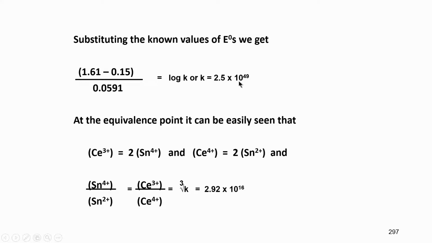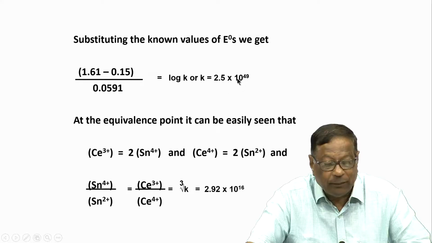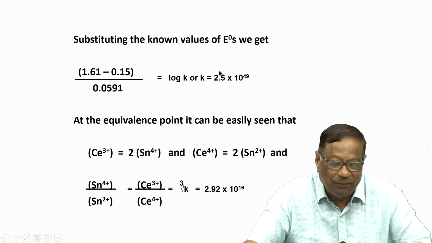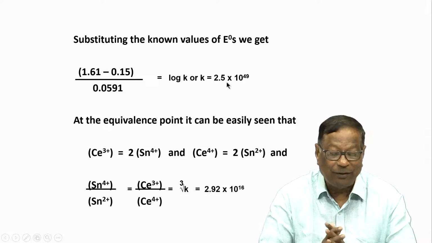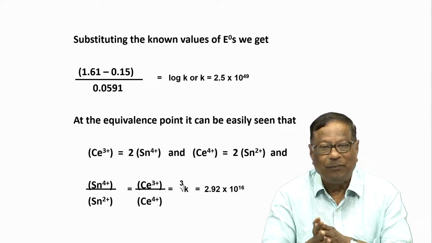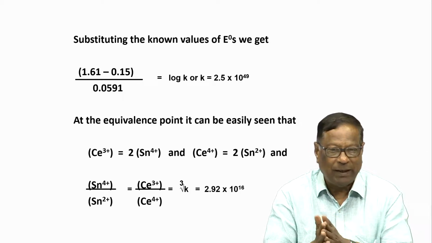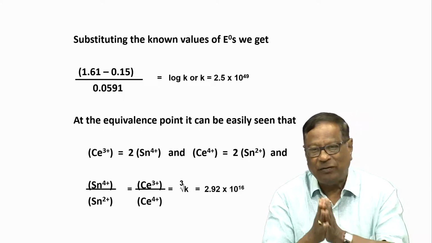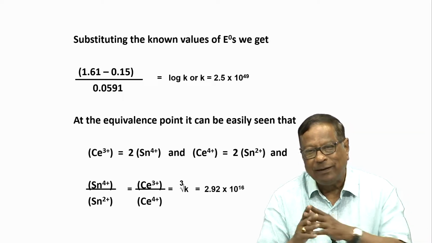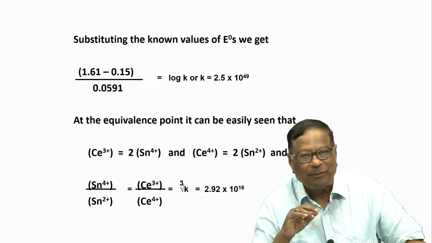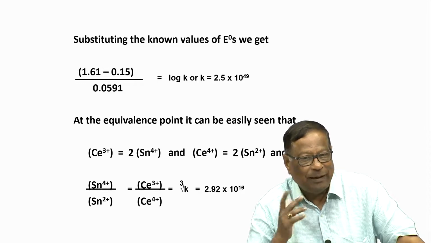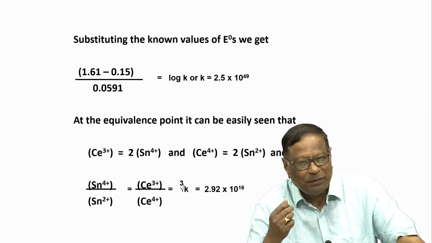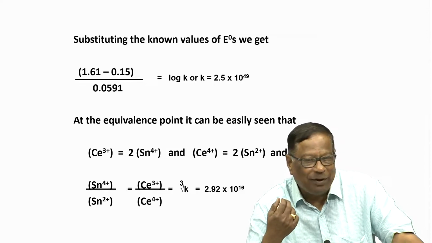So, what do you deduce from this value? K is equal to 2.5 into 10 raised to 49. The equilibrium constant for the reaction of stannous plus ceric to stannic plus cerous is 2.5 into 10 raised to 49. What do you deduce? What does it tell you? I will give you 3 seconds, think about it.